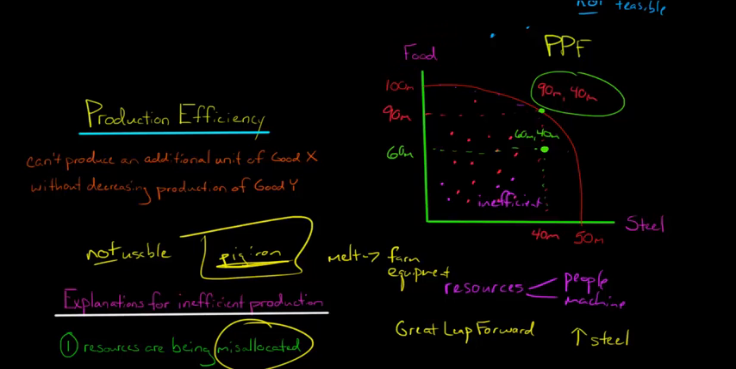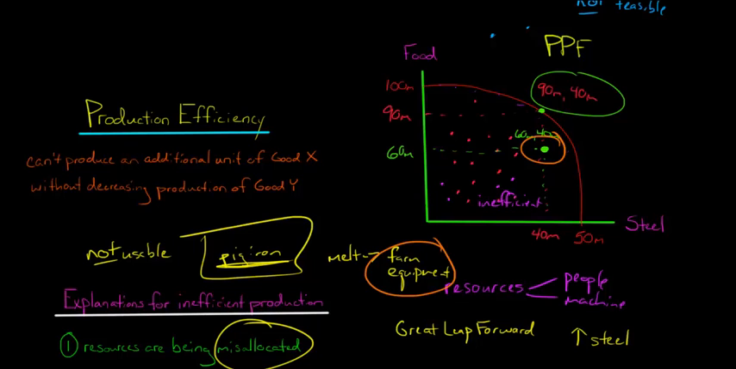So you can think of it as being at a point like this right here, where it's inefficient. If instead of melting down the farm equipment, they had used it to produce more food, maybe they would have been able to have 90 million tons of food instead of 60 million, for example. I don't know how accurate these numbers are. I just picked them out of a hat.